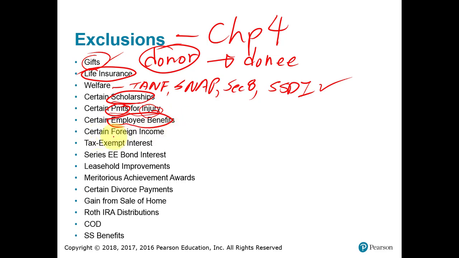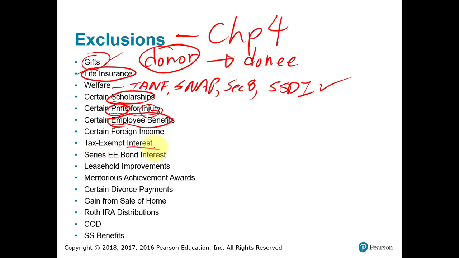If you have earned income by working outside of the country, earned is another word for work income, yeah? It's not investment income. Possibly up to a little over 100,000 can be excluded, which we're going to be learning in chapter 4.